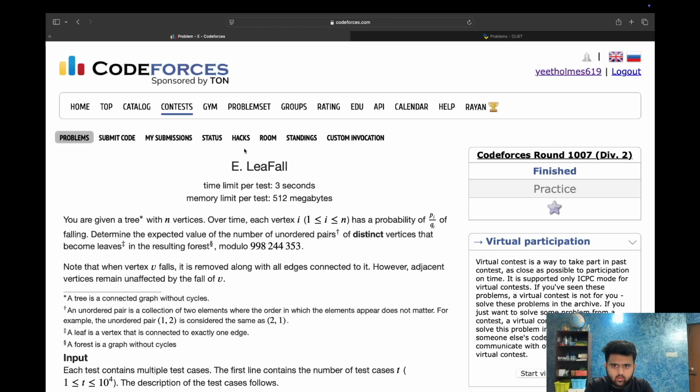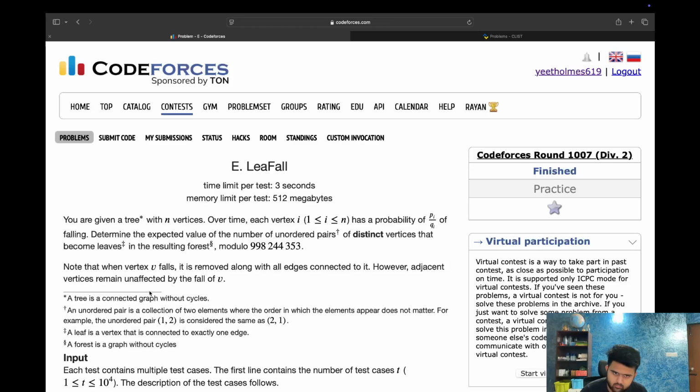So you're given a tree with n vertices, and over time, each vertex i has the probability of p_i by q_i of falling. Determine the expected value of the number of unordered pairs of distinct vertices that become leaves in the resulting forest, modulo this famous prime. Note that when the vertex v falls, it is removed along with all the edges connected to it. However, adjacent vertices remain unaffected by the fall of v.